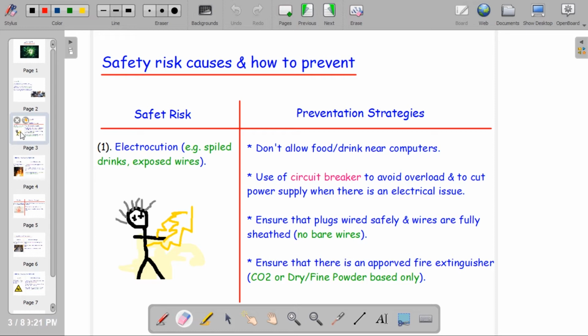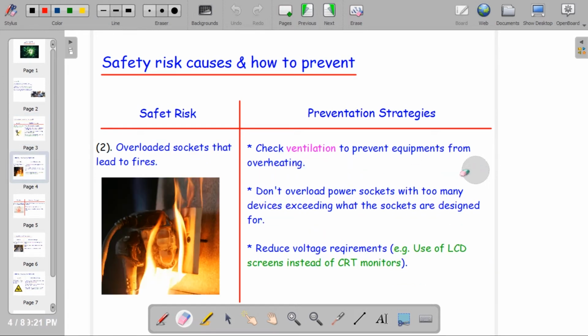Sometimes it's some sort of a powder, or it could be a CO2 element inside of them, so you can have a dry method of putting the fire down. This is all about safety risk number one. Number two, overloaded sockets that might lead to a fire. This is one of the things that might happen in an ICT environment when we have poor establishment of power sockets. How to avoid such safety risk?